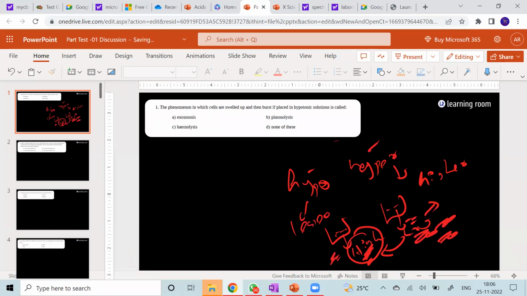And we know osmosis always flows from hypo to hyper, right? So obviously it is osmosis that is happening here. Because inside the cell you have higher concentration, so water will move inside, the cell swells, and eventually bursts. The answer is osmosis. Exosmosis, endosmosis, don't worry about it. The answer is osmosis, so option A will be the answer.